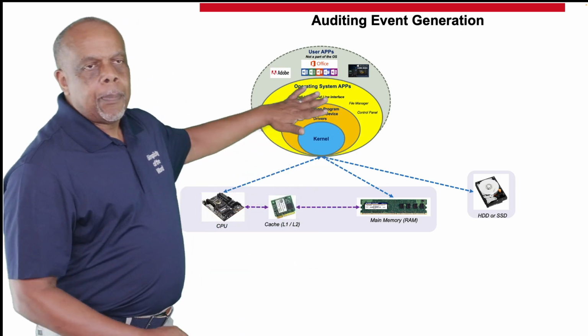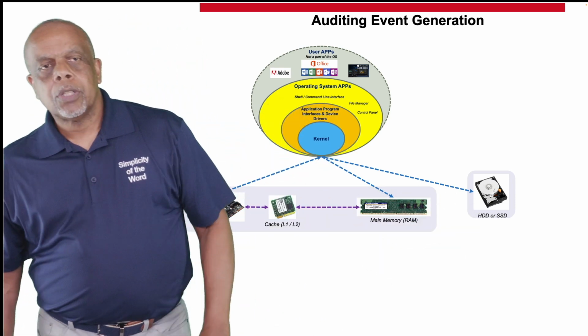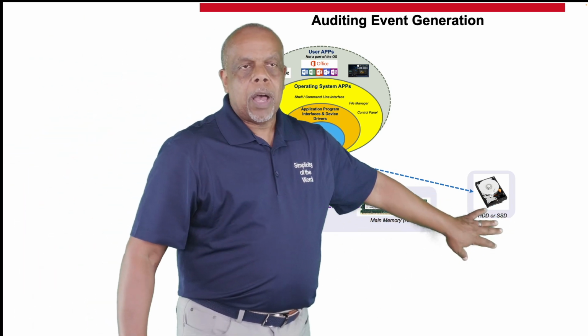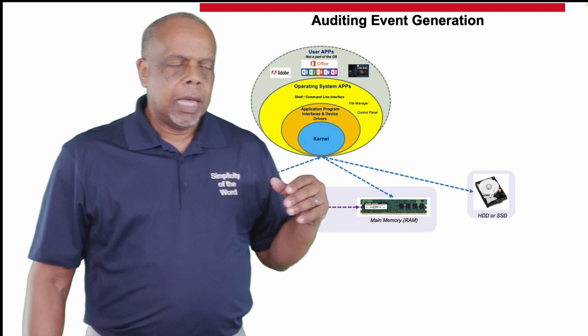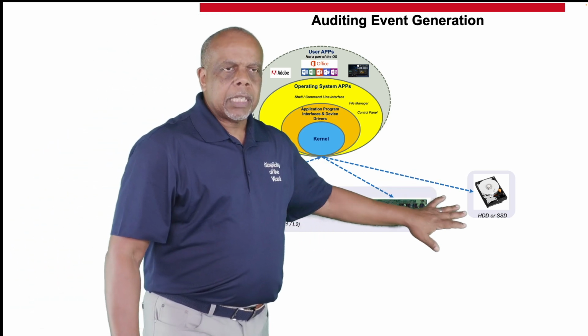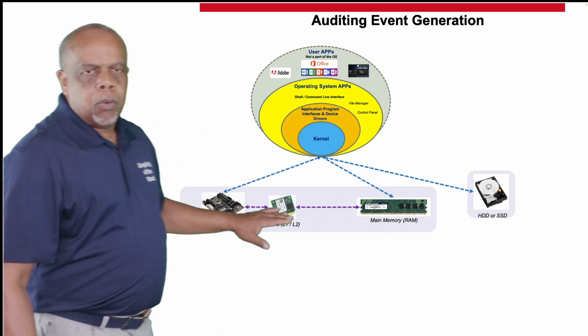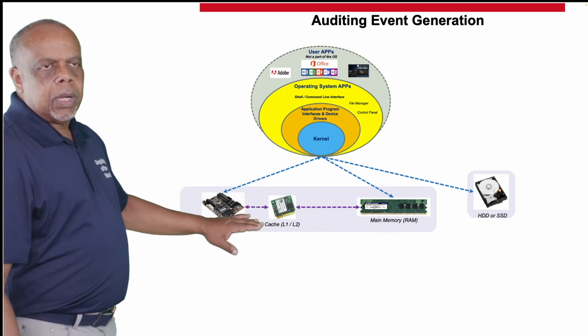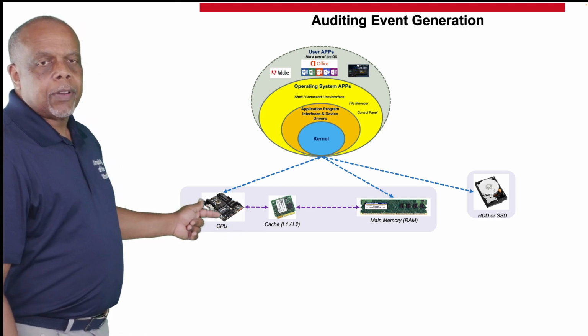Now, underneath that operating system, we have hardware, okay? So let's look at our hardware. We have hard drives. You could have a hard disk drive, or it could be an SSD, a solid state drive. We've got our main memory, like RAM. We have cache, layer 1, layer 2 cache. Actually, we've got layer 3 cache now. And then we have our CPU.